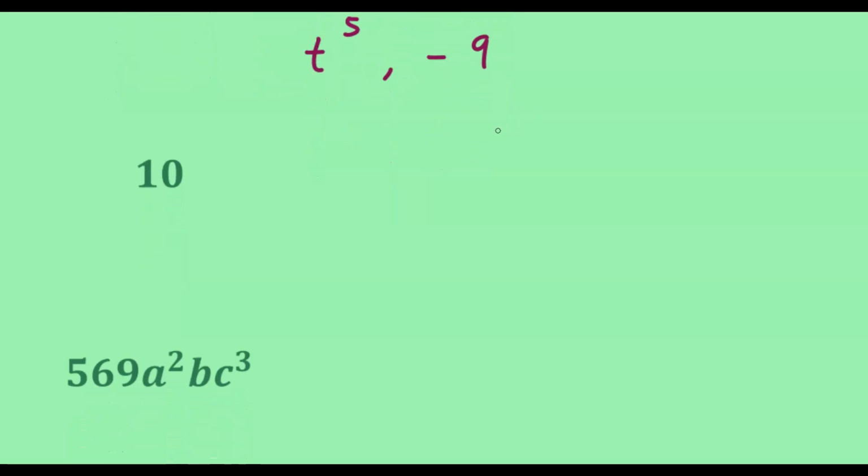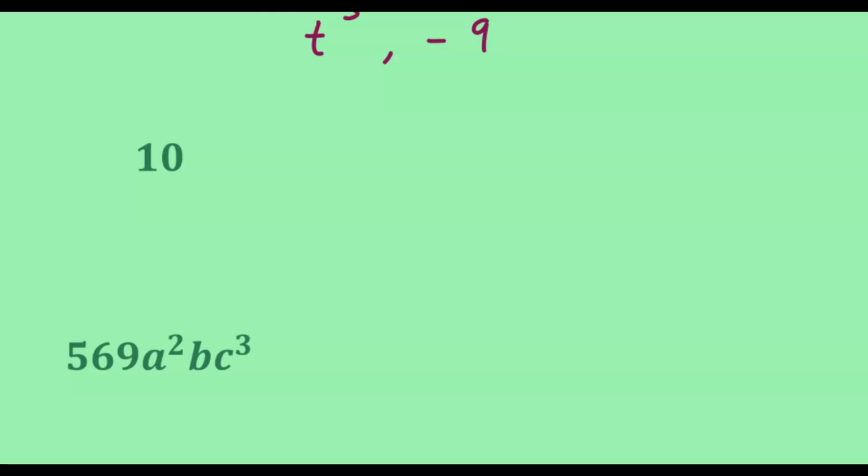Let us have a look at the next one. Now the next one is simply 10. Now since any number is a term, this is also a term, and so just 10 itself is a polynomial. And if we consider the terms, there is only one term, which is 10. And since this has only one term, we classify this as a monomial.